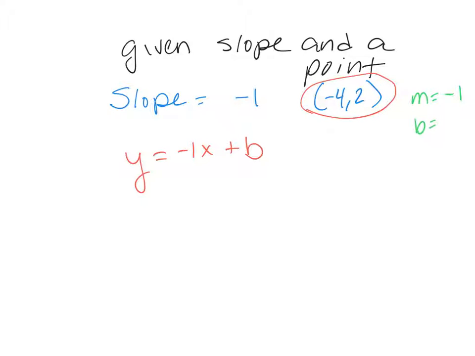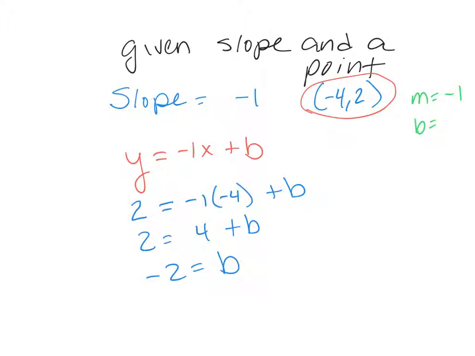That's right. So I use the point: y is 2 equals negative 1 times negative 4 plus b, and let the math take you there. 2 equals 4 plus b, and negative 2 equals b, because I subtract 4 from both sides.